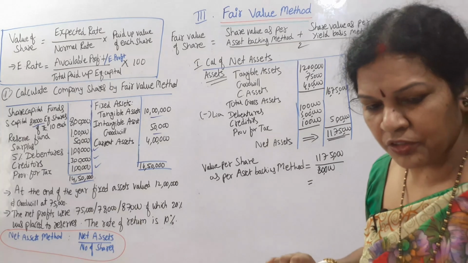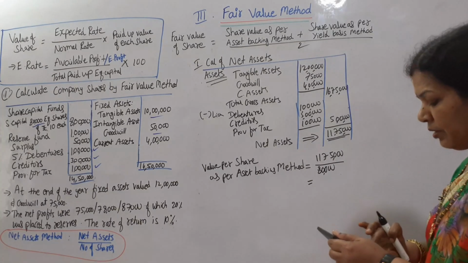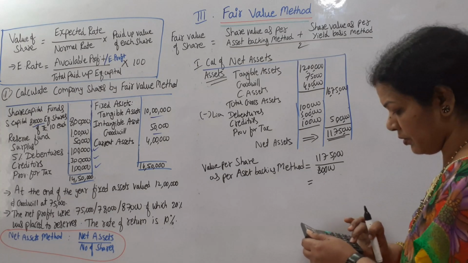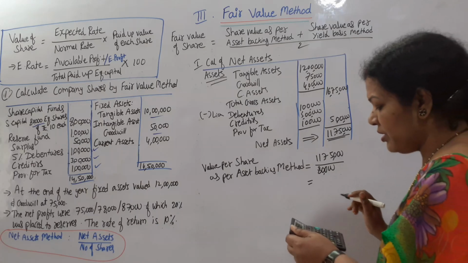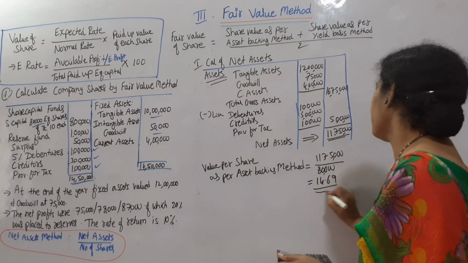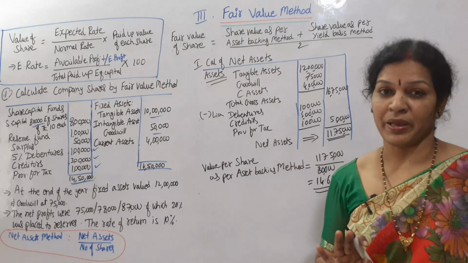If you calculate 11,75,000 divided by 80,000, it is 14.69. This is as per the asset backing method.